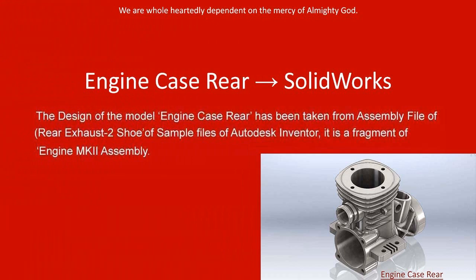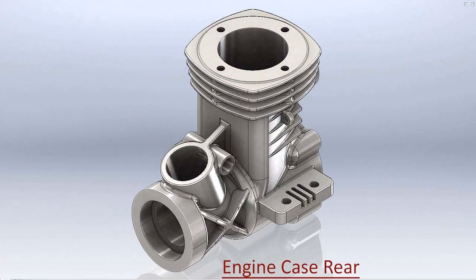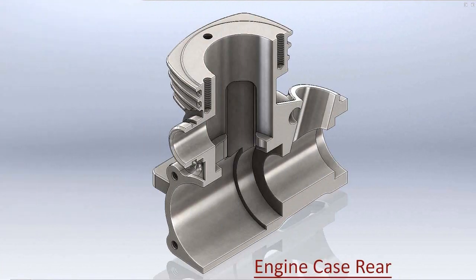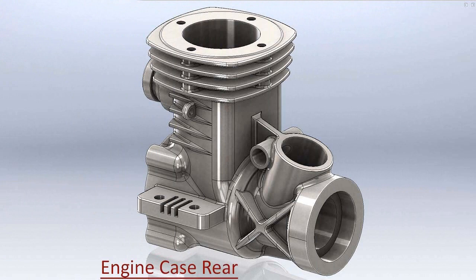Today we will create a model engine case rear in SolidWorks. The design of engine case rear has been taken from the assembly file of rear exhaust two shoe of the sample files of Autodesk Inventor. It is a fragment of the engine MKII assembly. Here we are showing some pictures of this model so that you can imagine what this model will look like after we finish this video.